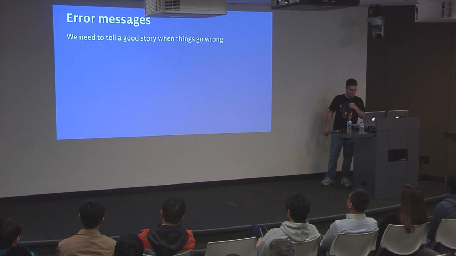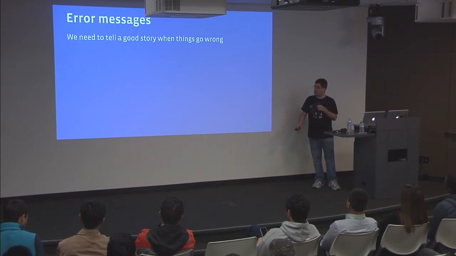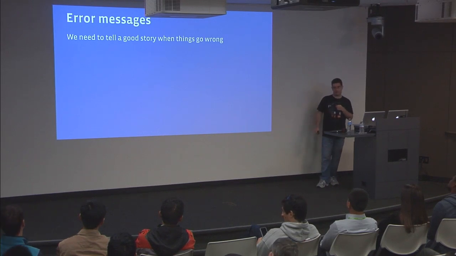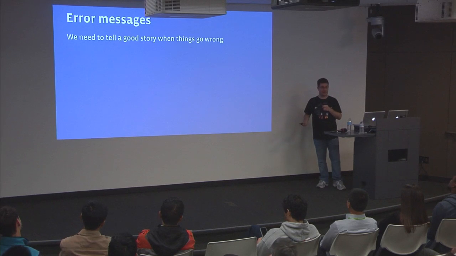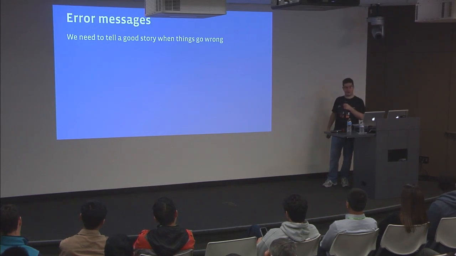So one last thing I want to talk about before I go on to the actual implementation of the type checker is error messages. We need to tell a good story when things go wrong. Some languages you might be familiar with, in particular, I write a lot of OCaml, since the type checker is written in OCaml, are not known for their error messages. And so we really want to tell a good story with our error messages.